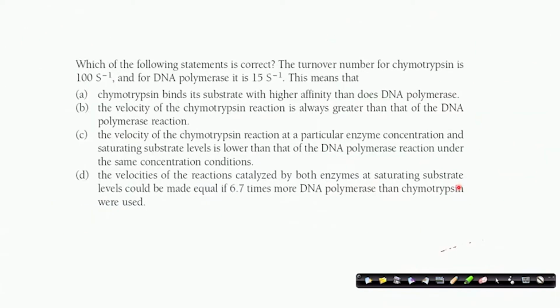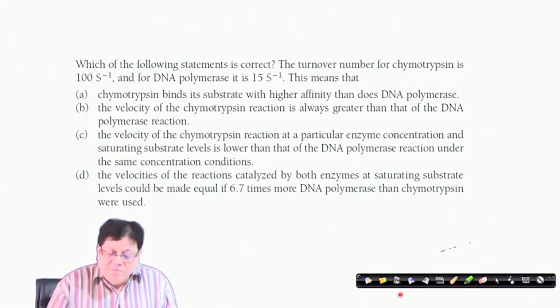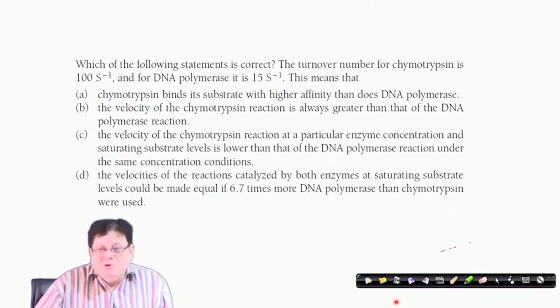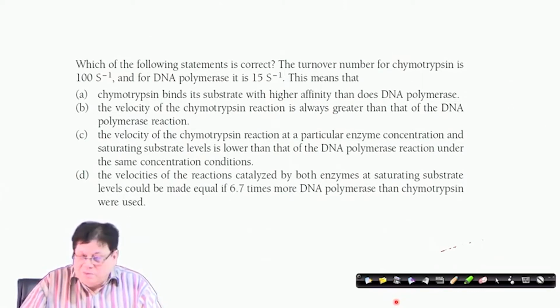We go to a second problem. Okay. The second problem is, which of the following statements is correct? There are several statements given here. The turnover number for an enzyme chymotrypsin, we are now quite conversant with chymotrypsin. Chymotrypsin hydrolyzes peptide bonds specific to aromatic amino acids, and the turnover number is 100 second inverse, like the earlier problem.